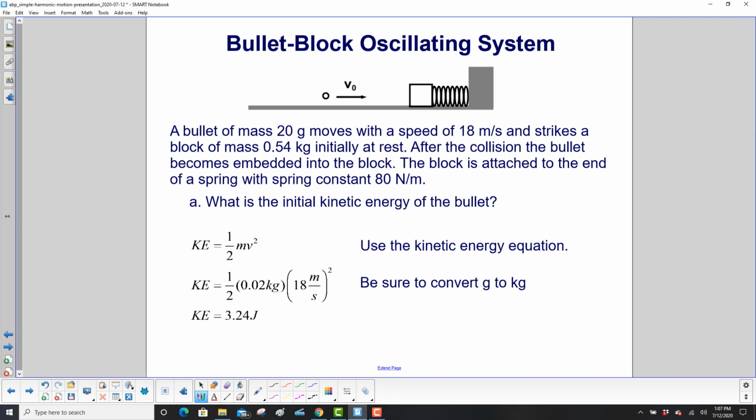What is the initial kinetic energy of the bullet? Well, that's just KE is 1/2 mv squared. The only trick is right here. Okay, so you have 20 grams. You need to convert that to kilograms. So you have to move the decimal place 3 to the left. So you go 1, 2, ran out of numbers, so let's quickly throw a 0 in there. 3. So the answer is 0.02 kilograms. Put that in, square the velocity, and you get 3.24 joules.